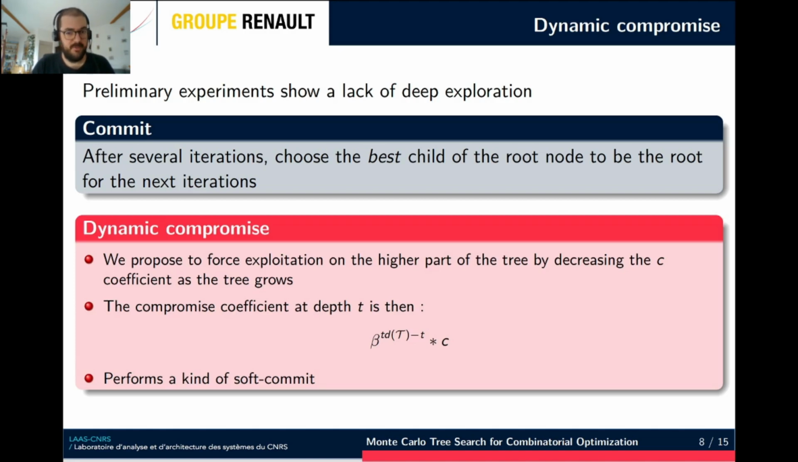But we think this timeout is a parameter that is hard to tune. So we propose instead a dynamic compromise, which will perform a kind of soft commit, and it will force the exploitation on the higher part of the tree as the tree grows. So the C parameter will be dynamic depending on the size of the tree and the current depth or step of the selection. At depth T of the selection, we multiply the C coefficient by this parameter beta to the power of the tree depth minus T.